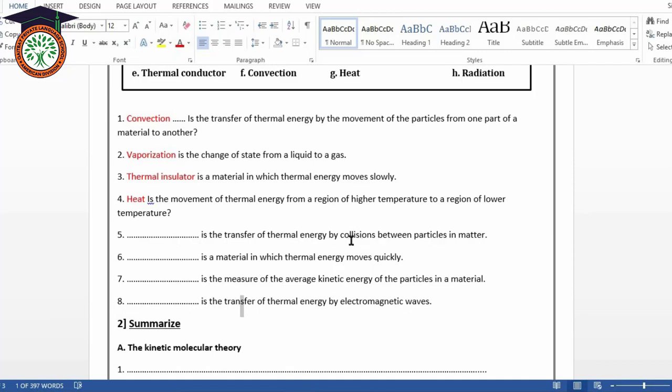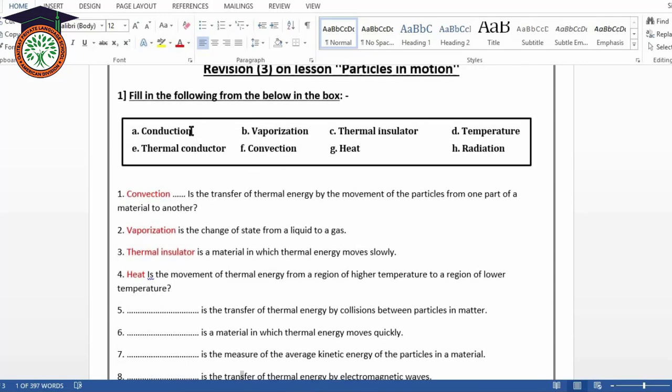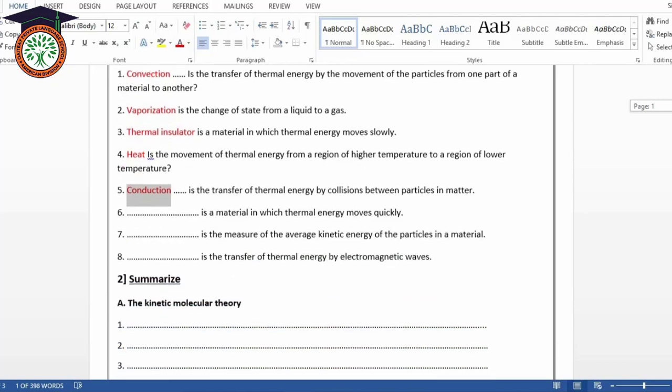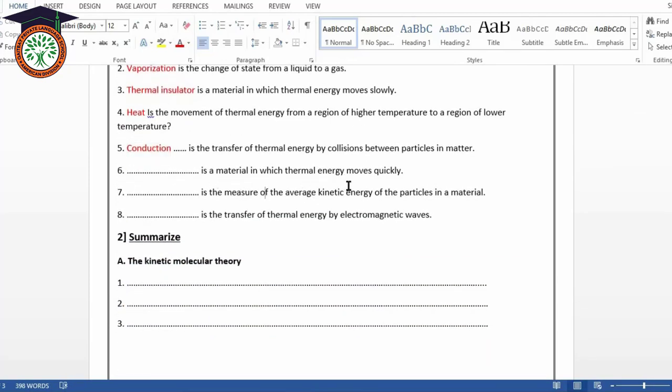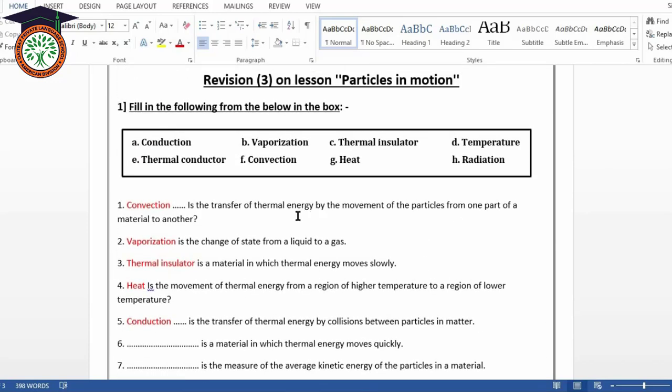Number 5 is the transfer of thermal energy by collision between particles in the matter. So when the particles collide with each other, we call this conduction. Excellent. Let's move to question number 6. Is a material in which thermal energy moves quickly. So once you put it on a flame or something, you find it so hot. So this is conductor. Excellent. So we are calling this thermal conductor.